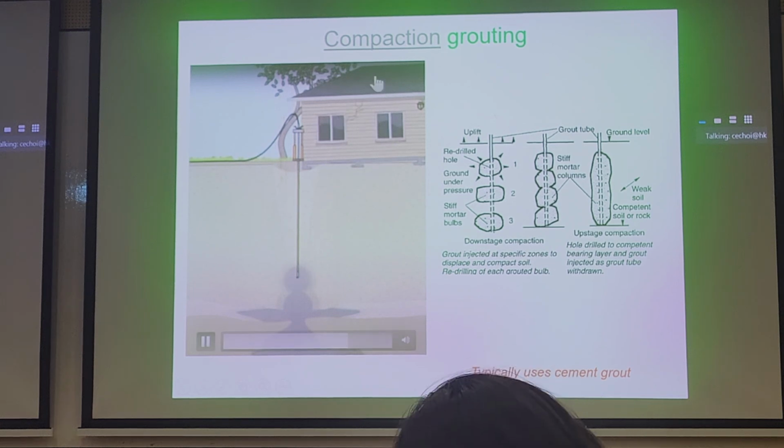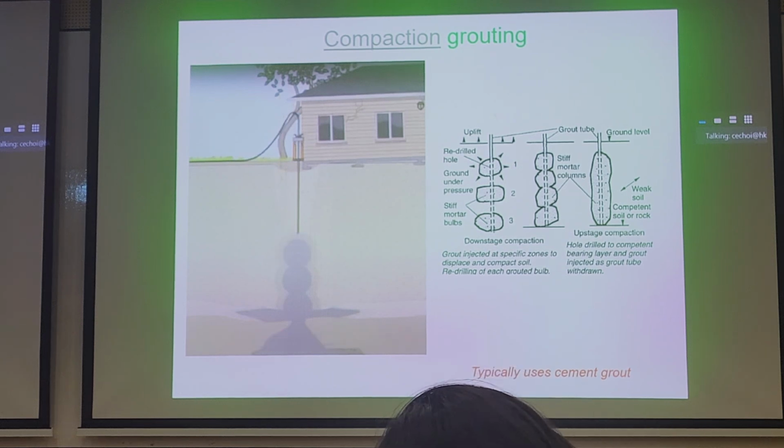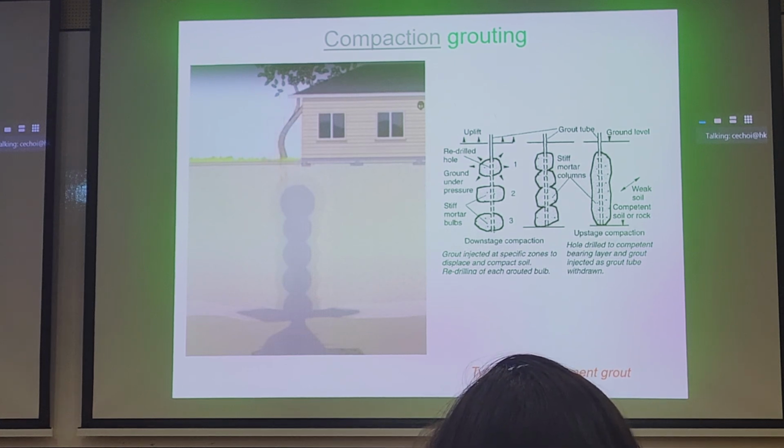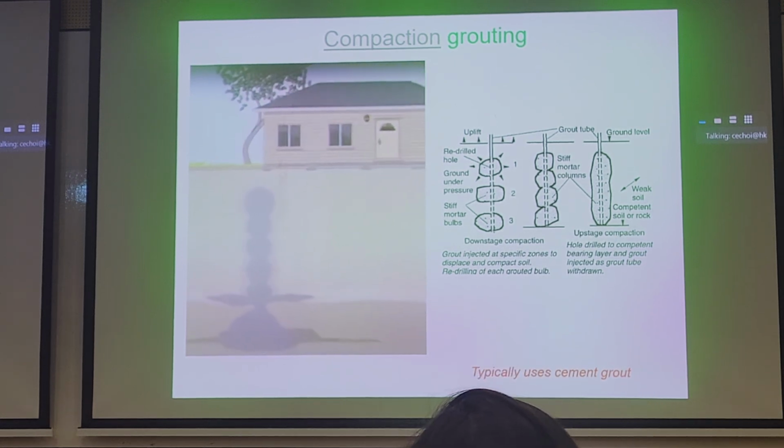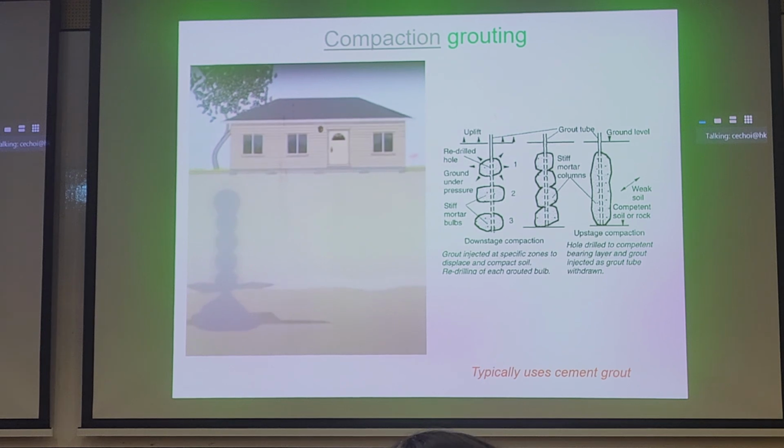You can see there's already a service crack here on this building. And we just keep on creating bulbs to compact the soil. That's why we call it compaction grouting. You can also argue that this is a method of deep compaction. And then the cracks in the house mysteriously disappear. So yeah, that's one example of how we use compaction grouting.